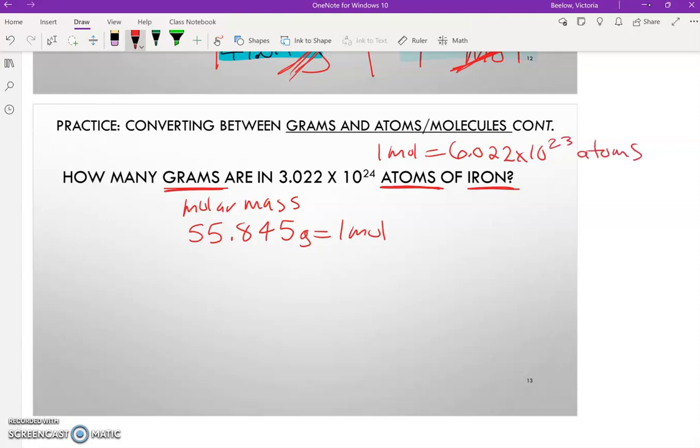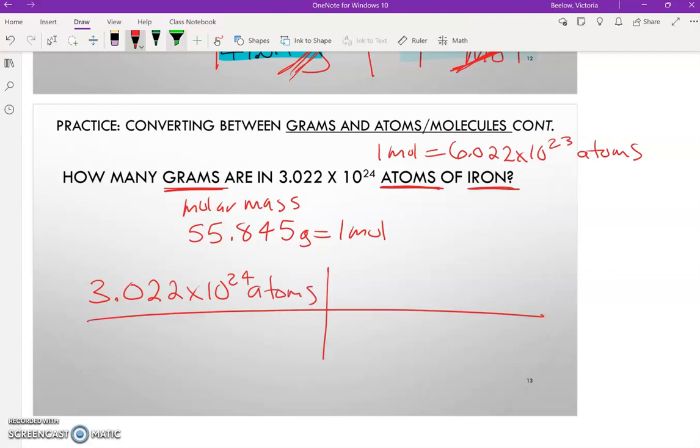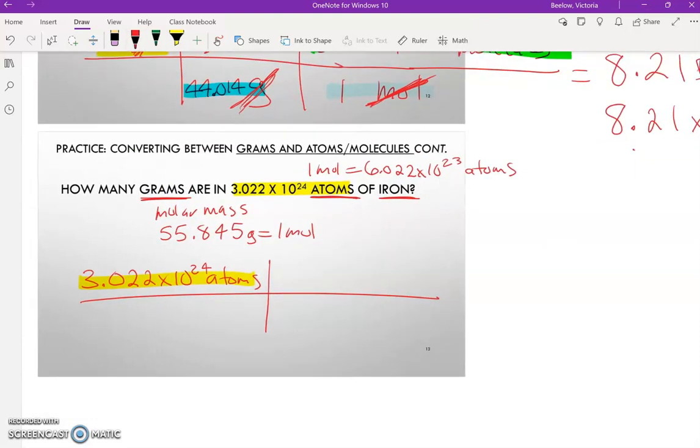And again, it's atoms this time, not molecules, because we're talking about just one type of element. We're not talking about a molecule or a compound. So now I'm going to start my picket fence with what was provided to me. So 3.022 times 10 to the 24th atoms. That's what I'm going to start my picket fence with. Again, picket fence 101.